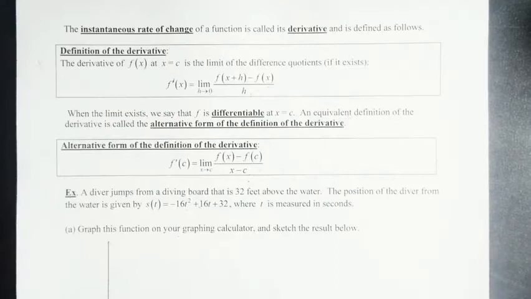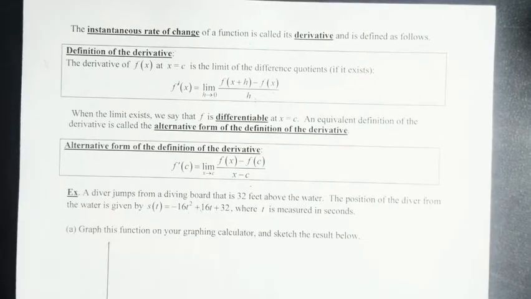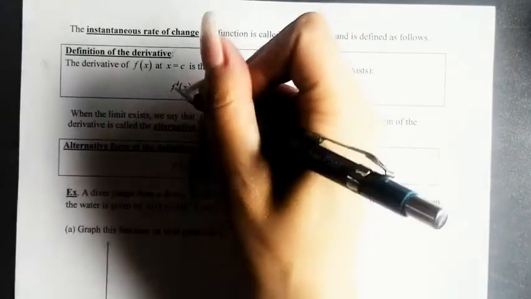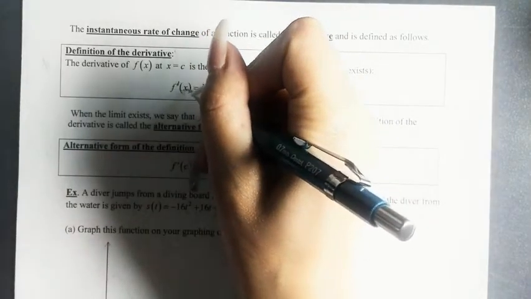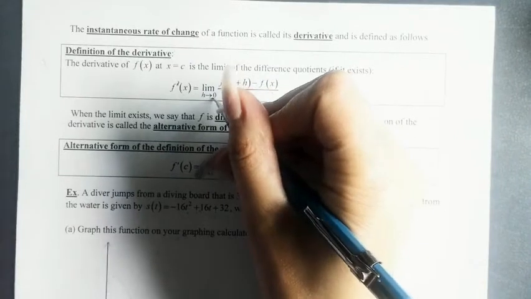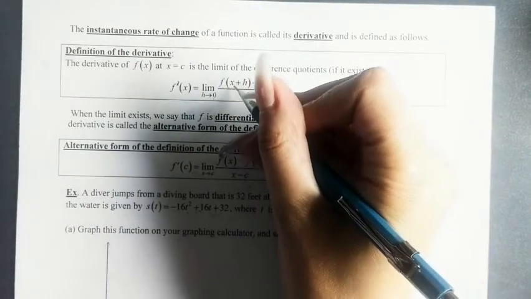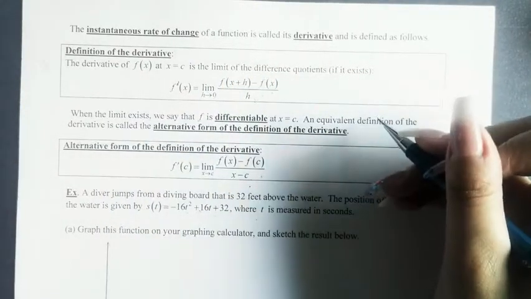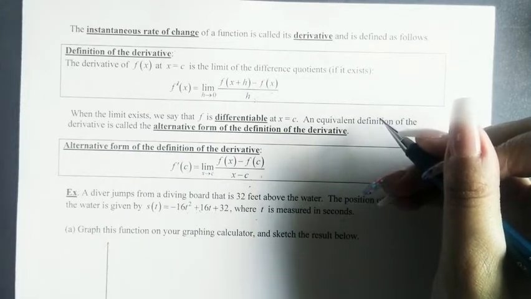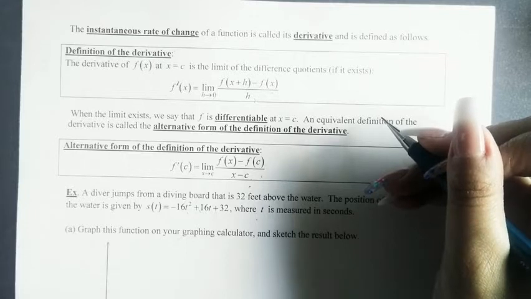The instantaneous rate of change of a function is called its derivative, and it's defined as follows. The definition of the derivative is, if we have f of x at x equals c, the limit of the difference quotient, if it exists. Meaning f prime of x is equal to the limit as h approaches 0 of f of x plus h minus f of x, divided by h. When this limit exists, we say that f is differentiable at the point x equals c.